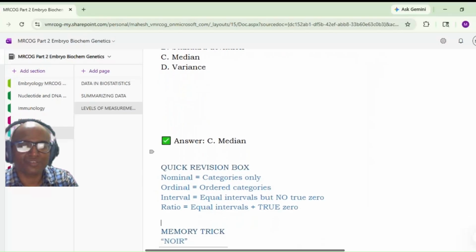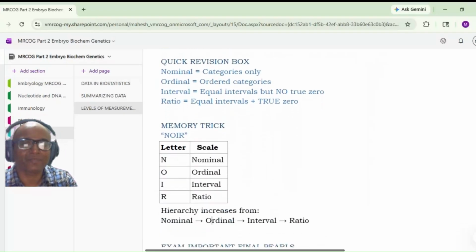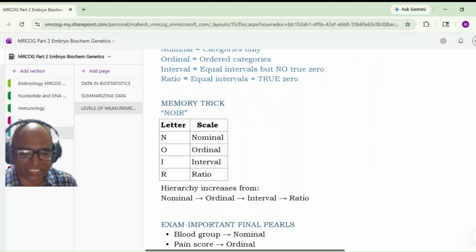So, quick revision. Nominal has only categories. Ordinal has ordered categories. Interval scale has equal intervals, but there is no true zero. Ratio scale will also have equal intervals, but there is a true zero, so ratios become meaningful. For remembering purposes, NOIR: N is nominal, O is ordinal, I is interval, R is ratio. So the hierarchy goes from nominal, then ordinal, then interval, and the ratio is the highest type of scale.